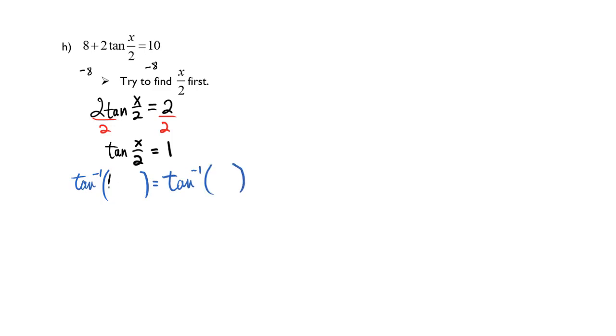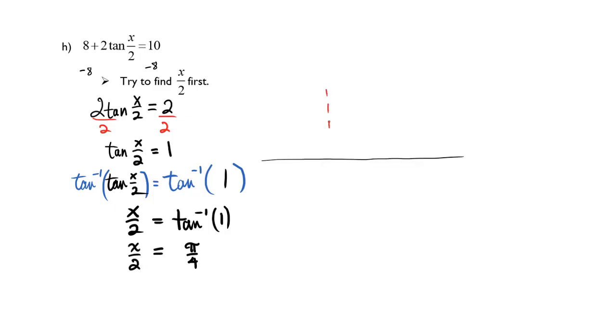and that will give me x over 2 equals tan inverse of 1. And we happen to know that tan inverse of 1 is equal to pi over 4 radians. I happen to know that the tangent period is from negative pi over 2 to pi over 2. And so one tangent period looks like this, approximately.